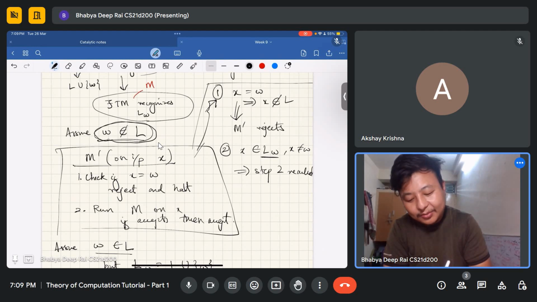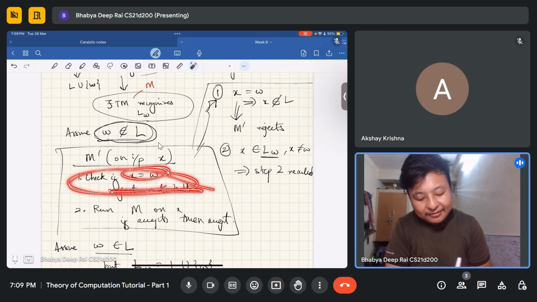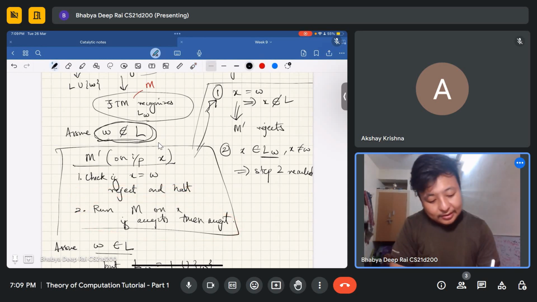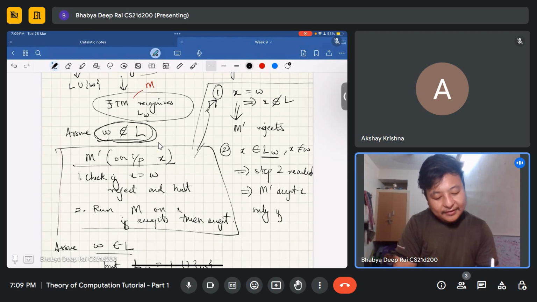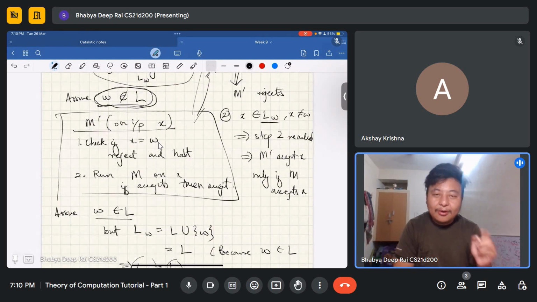Why is step 2 reached? Because it is not equal to W, so the reject step will not execute. We'll go to this step. We'll run M on X, then accept. Then M prime accepts X only if M accepts X. And we are allowing all the strings except W here.